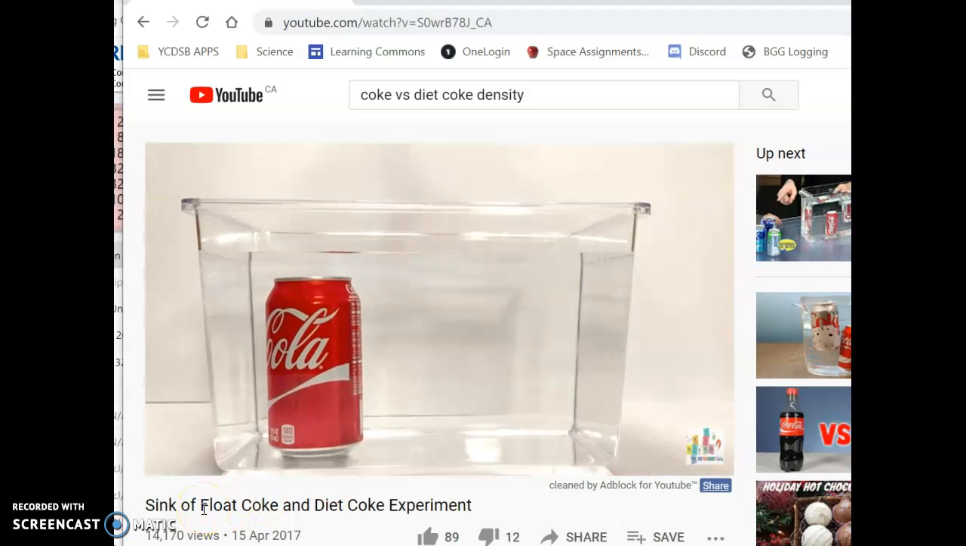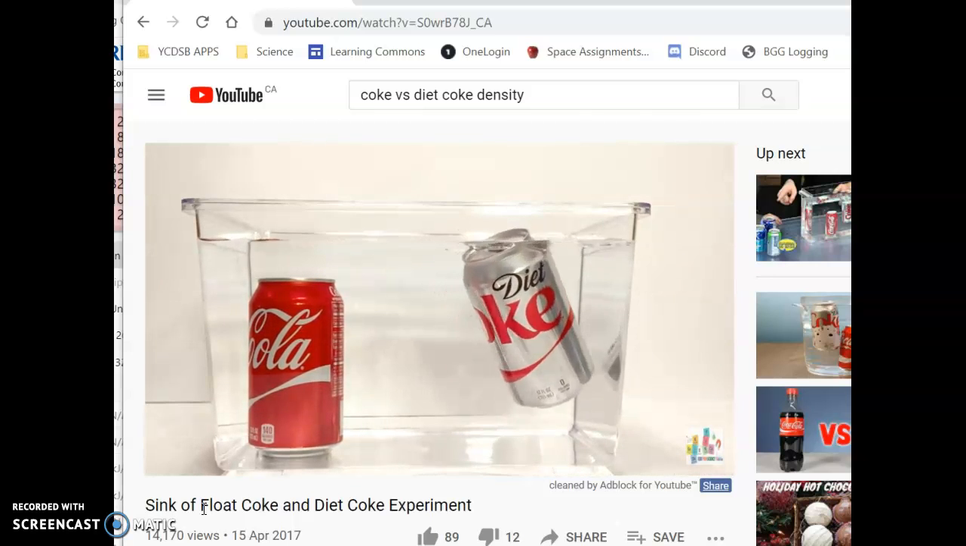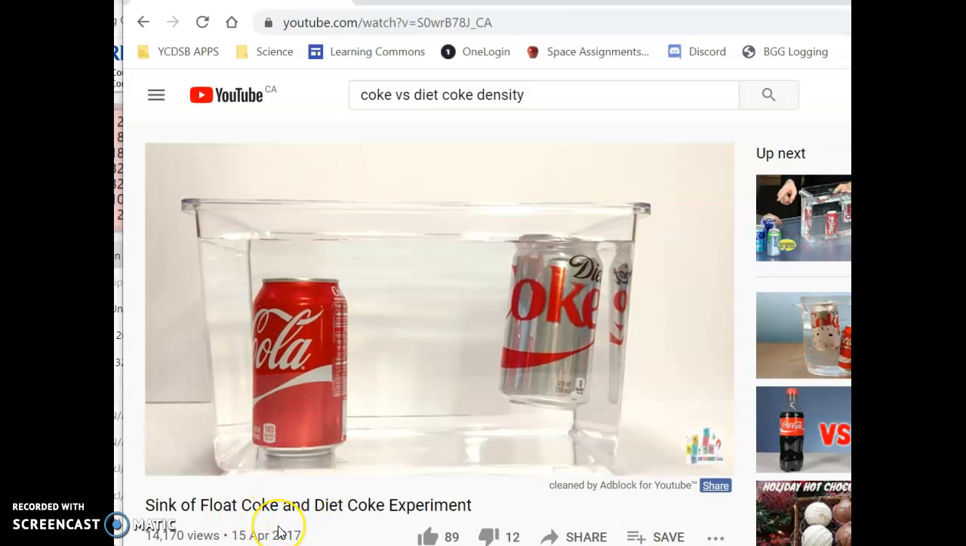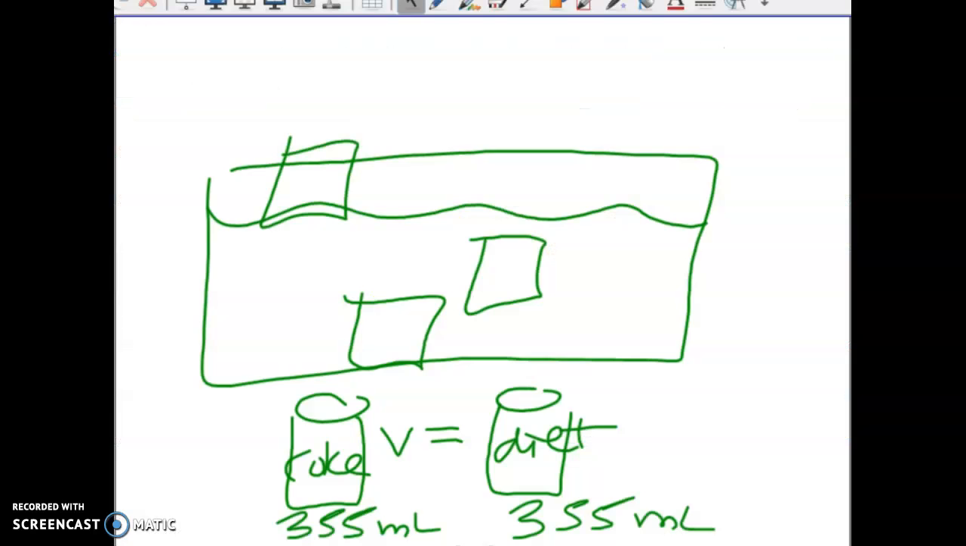Okay, so it looks like our can of Coke is sitting at the bottom of the water, and our Diet Coke is floating. Well, there you go. In the video, this person pushes it down and then it floats back up. So let's go back to the notes.